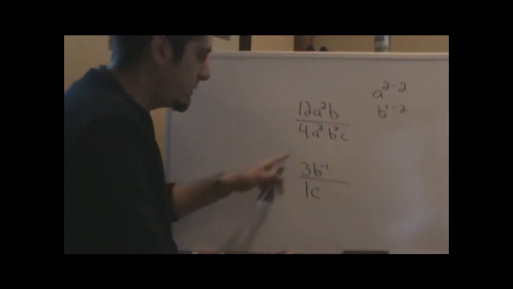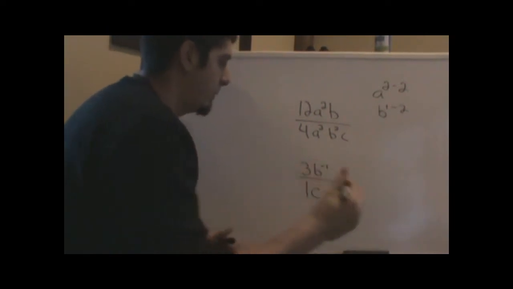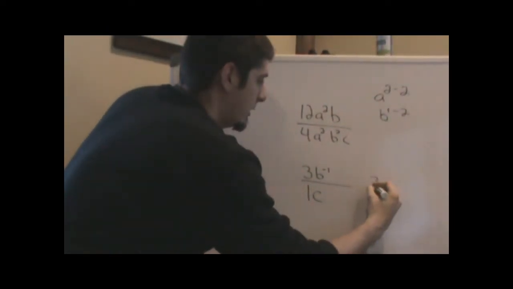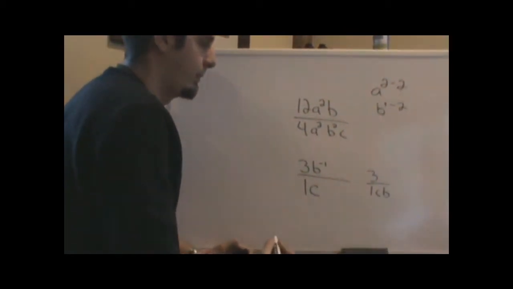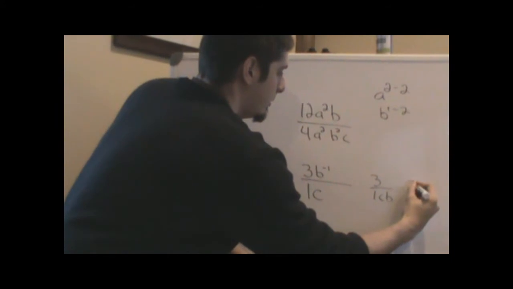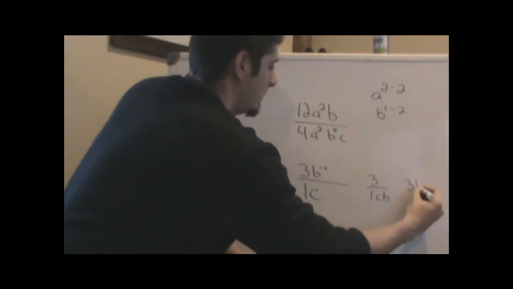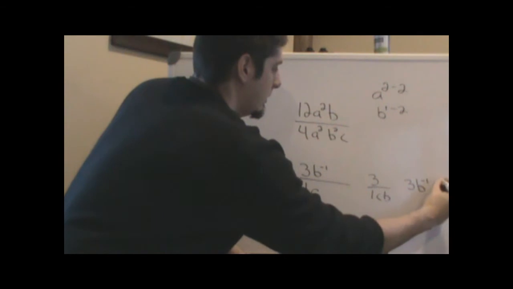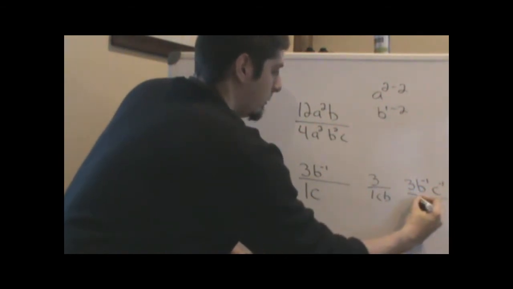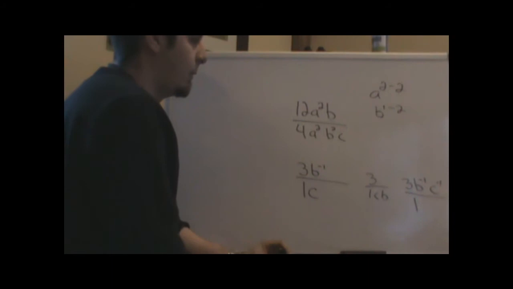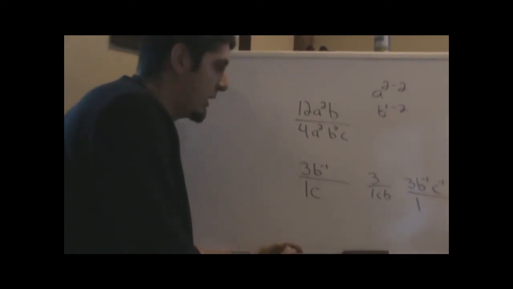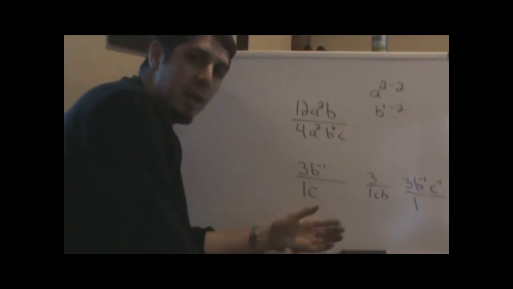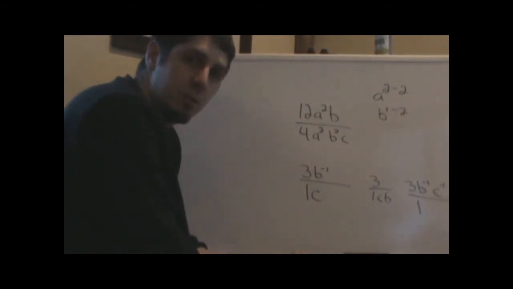There are other forms to this answer. For example, we could have done 3 over 1cb, or we could have done 3b to the negative 1, c to the negative 1 over 1. Now, why these other two answers are also correct will be explained in Chapter 4, Section 6, where we talk more in depth about negative exponents.